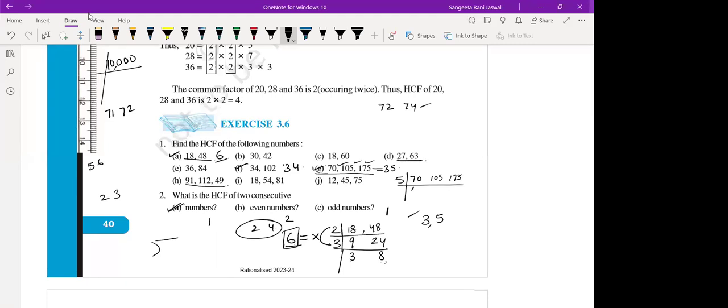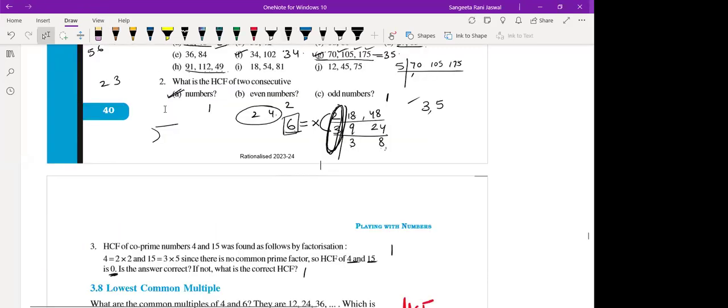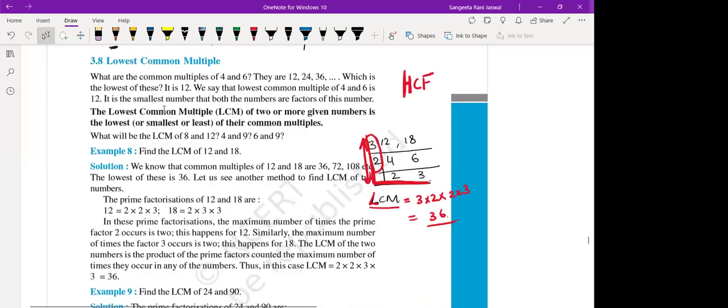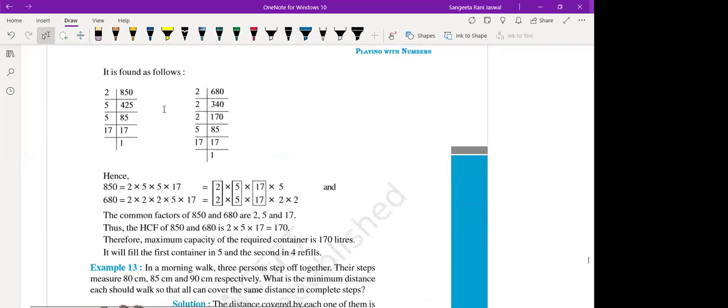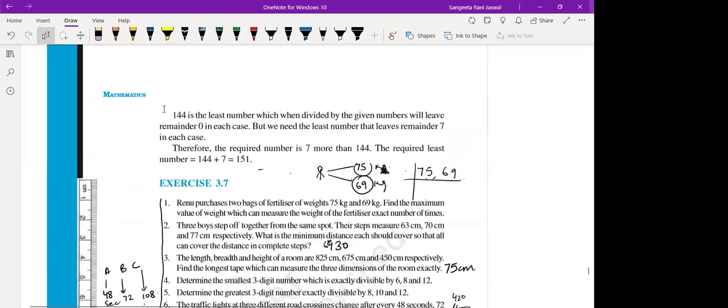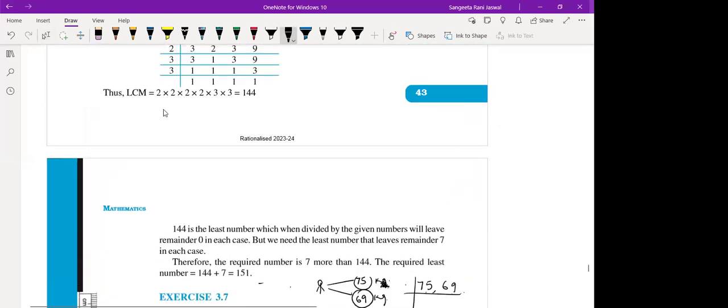The common factors between the three numbers, when you multiply only the common factors, will give you the highest common factor. So common factors we are writing this side, right? Now if I tell you to find the LCM, the least common multiple, anyway, with the same example only I'll show you how to find the LCM.